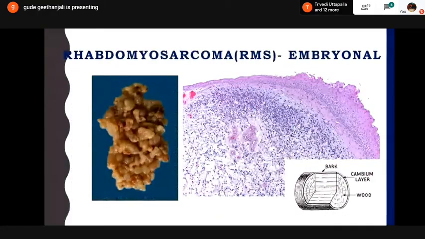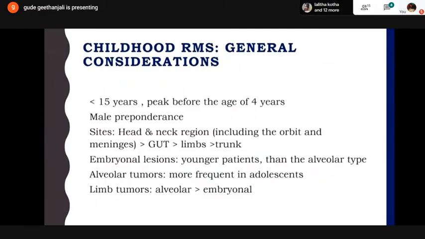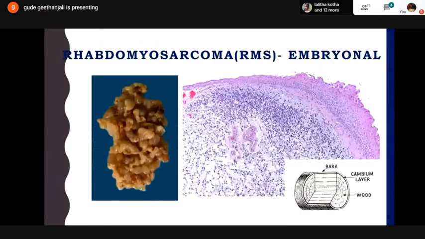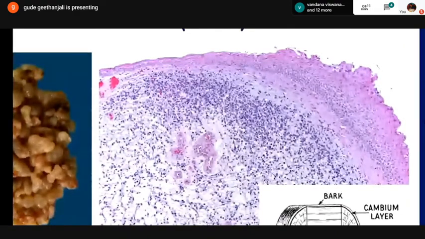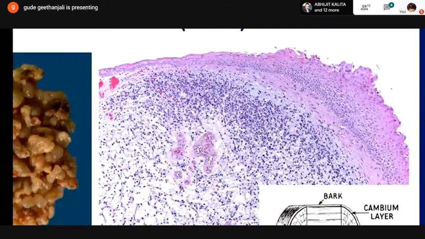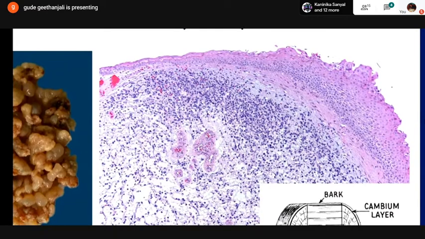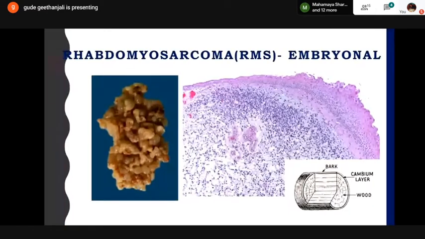So this is a case of botryoid variant of embryonal rhabdomyosarcoma. It resembles grape-like clusters, and microscopically we can see one row of undifferentiated small round blue cells just below the epithelium, and this is a very highly cellular line. So this is called a cambium layer. The name cambium is derived from the morphology of the cambium layer which is present in the wood or the stem of plants, which gives rise to the xylem and phloem. So cambium is a very cellular portion which is present in the plants.